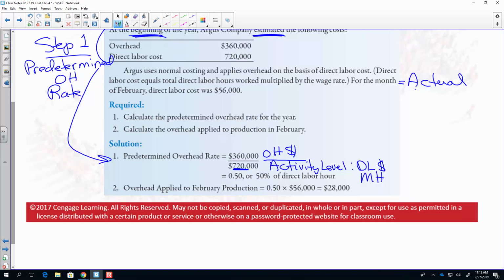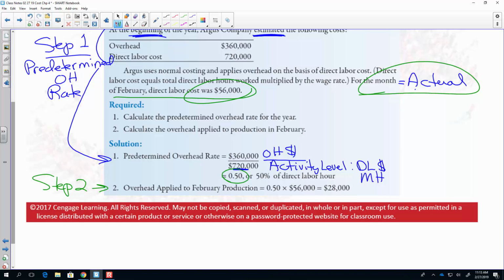All right, then it goes on to step 2, where it uses the overhead rate, which is saying for every dollar of labor, I need to apply 50 cents of overhead. For every dollar of labor, I'm going to have 50 cents of overhead. And what is the actual activity level for the month of February? It was a labor cost of $56,000.